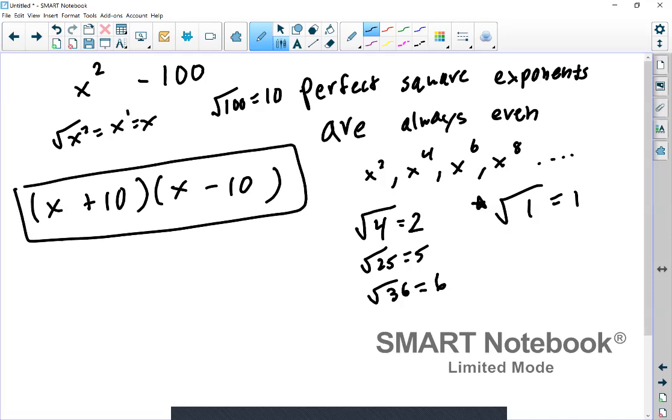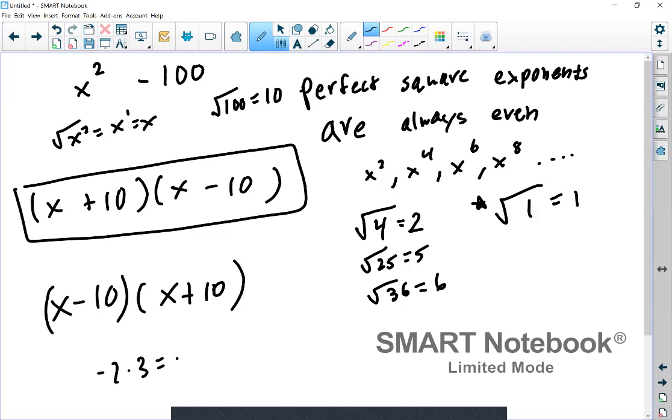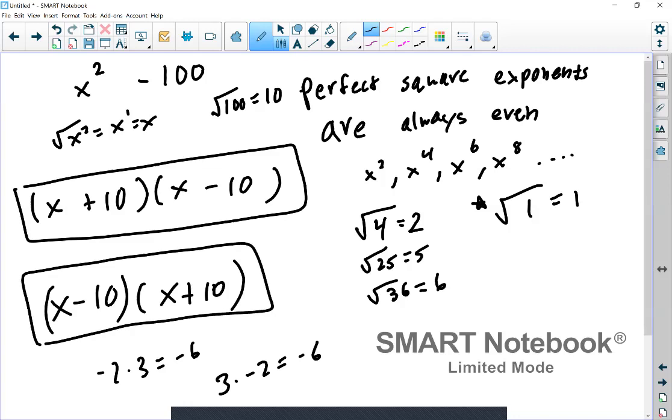Now, some of you might be asking, what if I put the negative first, Mr. Kreisler? When it comes to the rules of multiplication, it does not matter if the positive or negative goes first, because negative 2 times 3 is negative 6, and positive 3 times negative 2 is still negative 6. So this works as well. Either case is correct. All right, pause the video if you need to look over it. Otherwise, let's move on to another example.